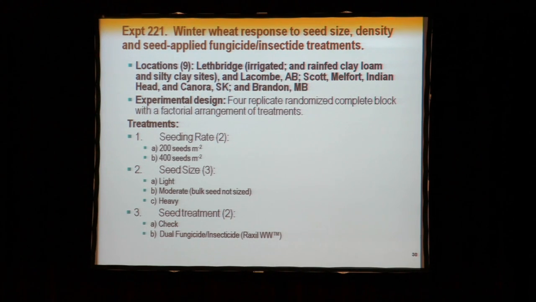So one of the experiments we did is we built an agronomic system that would involve seeding rates and seed size, and that seed size would be a proxy for your seed lot vigor in my mind. We basically took a regular seed lot of winter wheat and scalped it through a cleaner so that the heavy seeds were scalping off the top and the really thin ones were dropping through the bottom, to give us 3 different seed lots that would vary in terms of vigor. And then we either treated it or we didn't. The treatment in this case was a dual fungicide insecticide provided by Bayer, the Raxil WW.